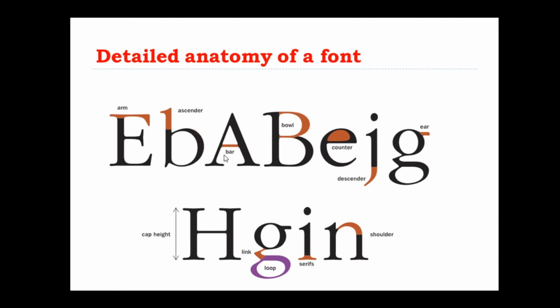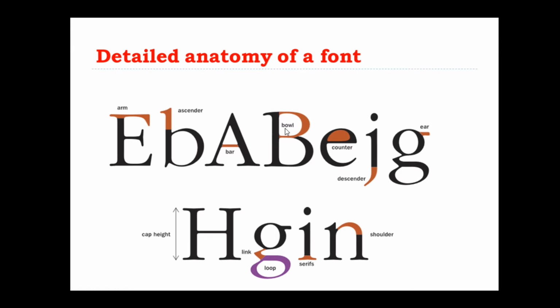Here we have bar. Bar is a horizontal stroke in characters like A, H, R, etc. So it's a horizontal stroke in characters.